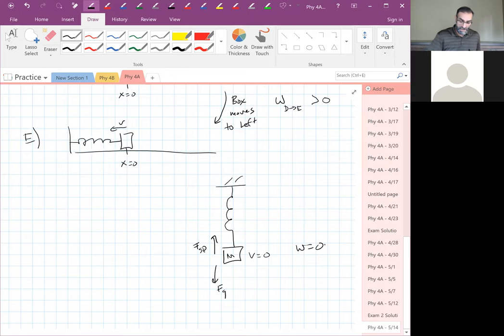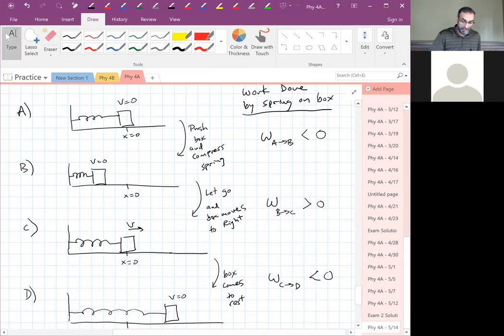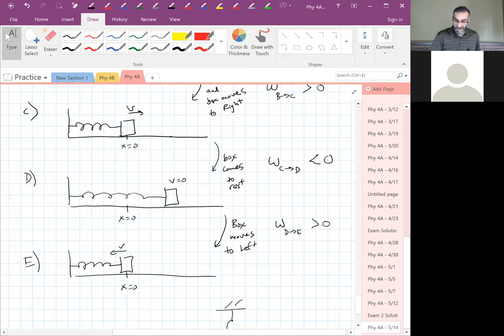Yes. Question is, if at the end of this cycle, what's the total work done? It's zero. Total work done by the spring on the box is zero at the end of this whole cycle, because the box is right back where it started. So the work done by the spring all canceled out.